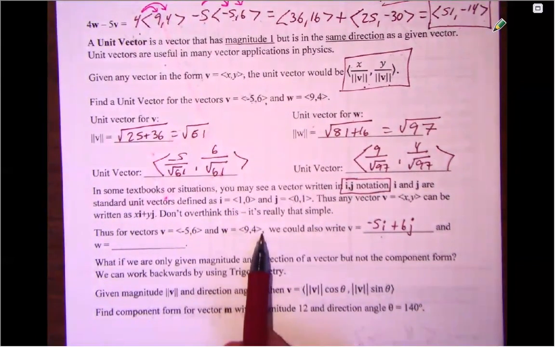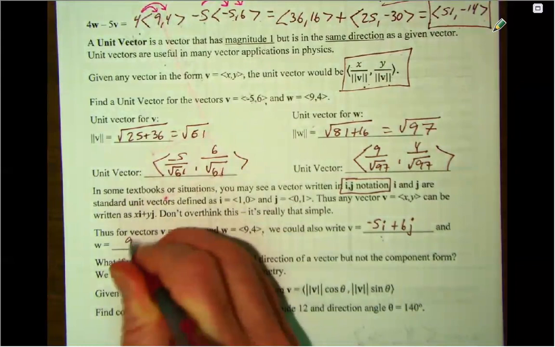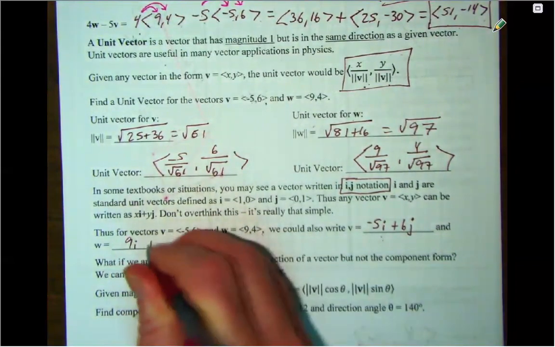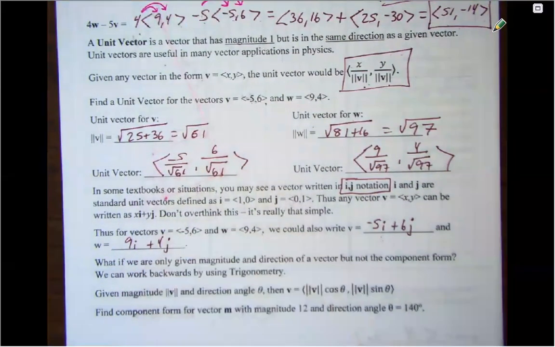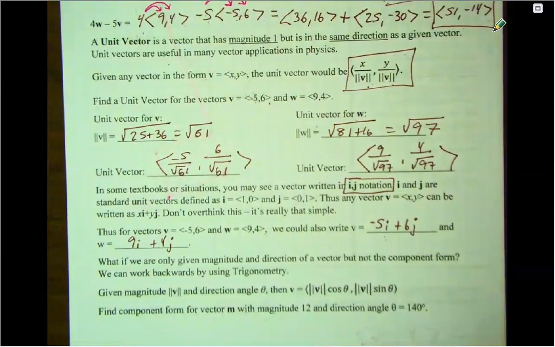<9, 4>. Do I need to ask? What would that be? In ij, 9i plus 4j. I don't even know who came up with that, honestly. Like I say, I've always thought ij notation was kind of dumb, but I don't know why we use it. I've never gotten a good answer.